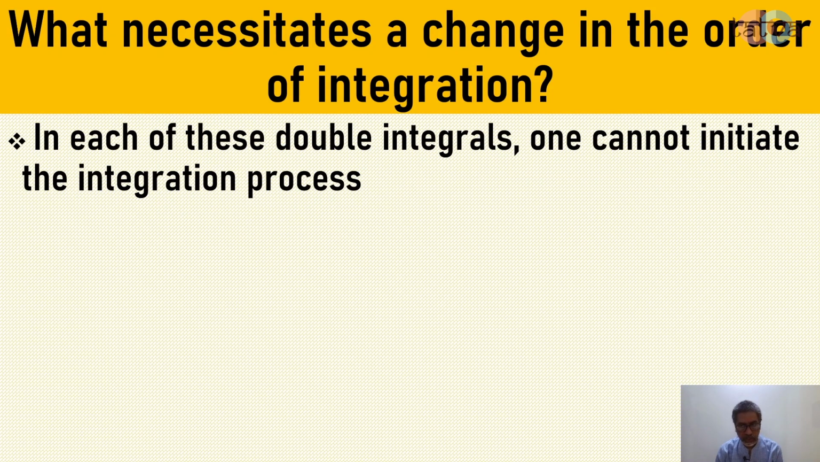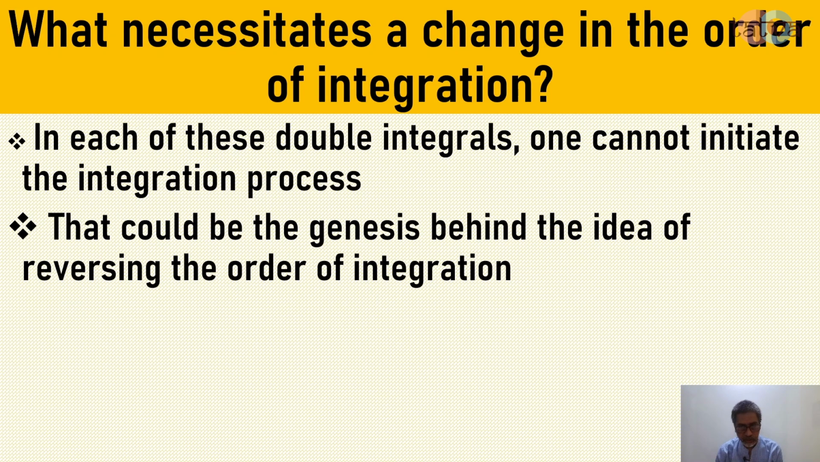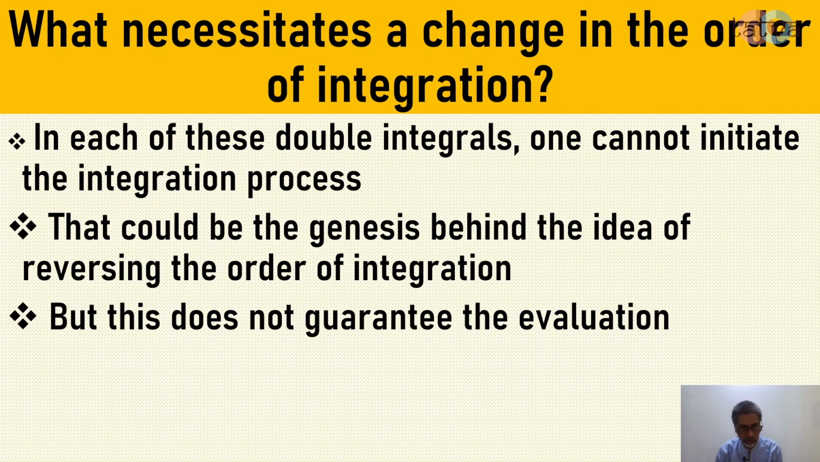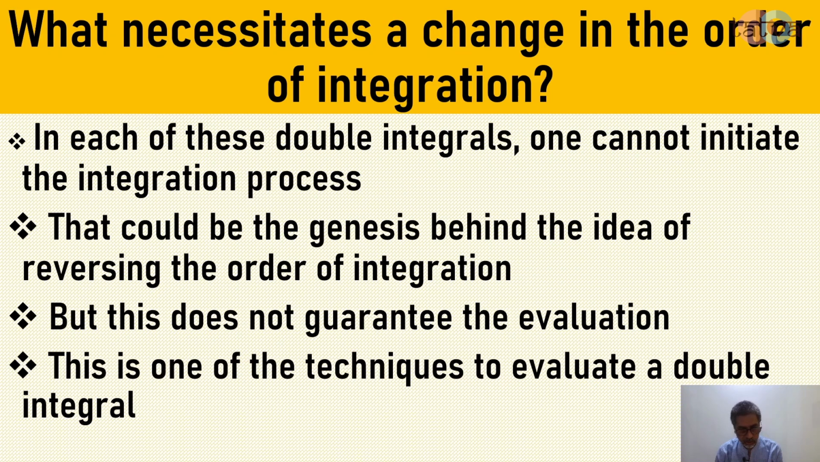So in each of these double integrals, we are unable to initiate the integration process. And that could be the reason why we are thinking of reversing or changing the order of integration. But not all double integrals which are difficult to integrate can be integrated using the changing order of integration technique. It is one of the very special techniques, and a good number of problems can be solved using this process. But there are no guarantees. So this is only one of the techniques by which we can double integrate.